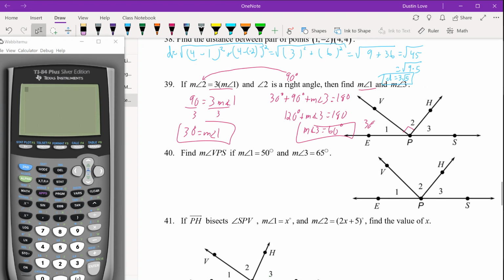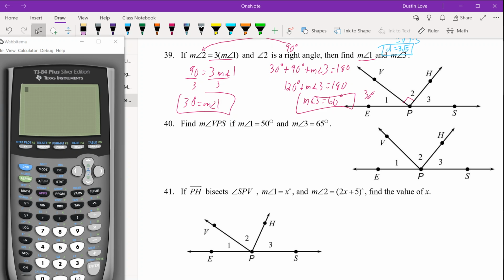We're going to find the measure of angle VPS if the measure of angle 1 is 50 degrees. So we've got 50 degrees here. The measure of angle 3 is 65 degrees. And we're looking for VPS, which is the combination of angles 2 and 3. So we're looking for this entire angle here, which means first we've got to find the measure of angle 2. Well, we know that the measure of angle 1 plus the measure of angle 2 plus the measure of angle 3 all together equal 180 degrees.